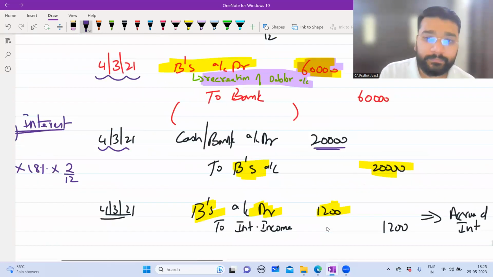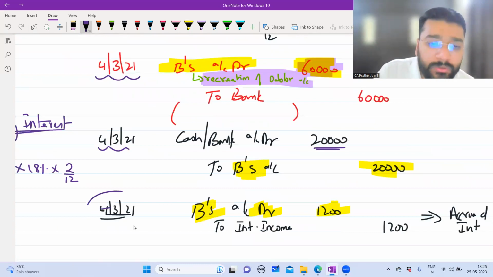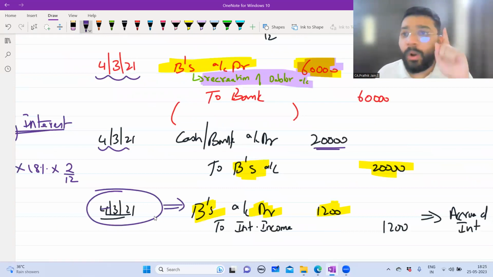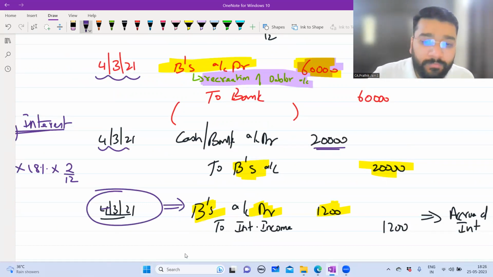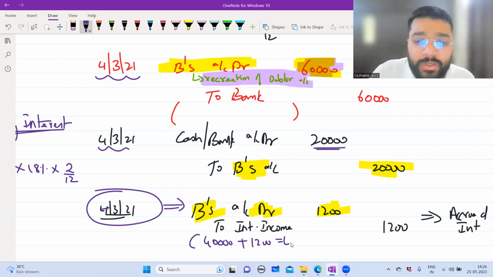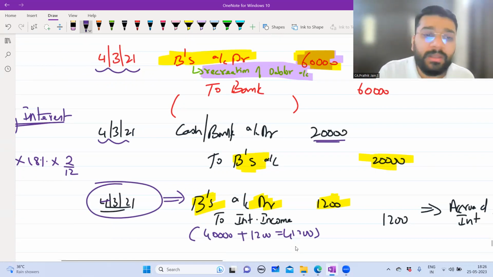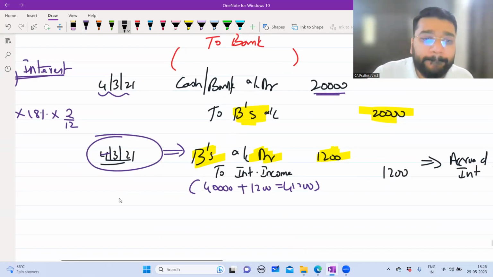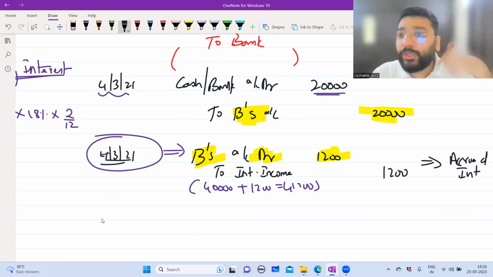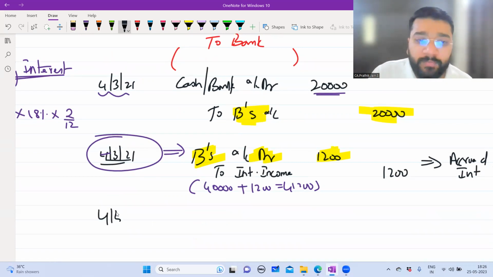No, sir. So guys, the moment I'm passing this entry, 4th March 2021, what is now the total amount receivable from B put together? 41,200. 40,000 of the bill amount and 1,200 of interest. So 41,200 is totally receivable. On this date, what is happening? A new bill has been executed on 4th of March 21.